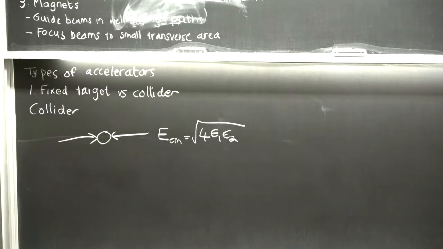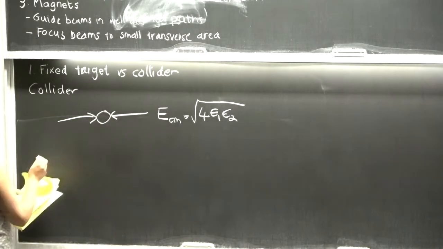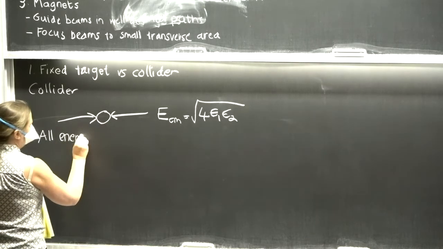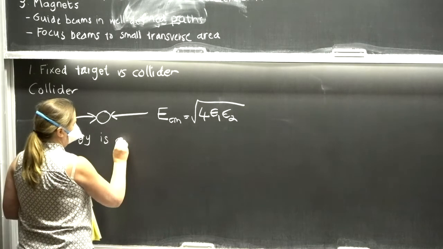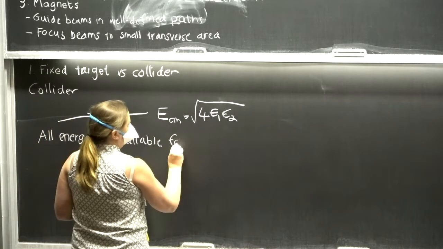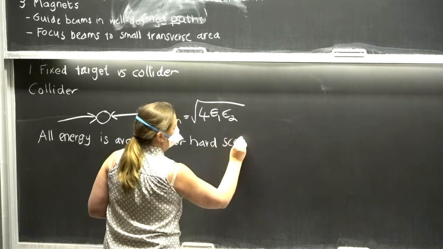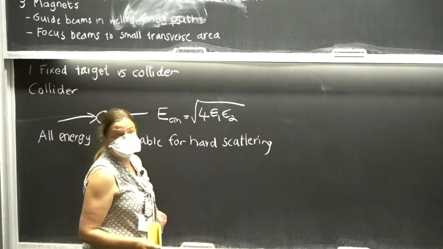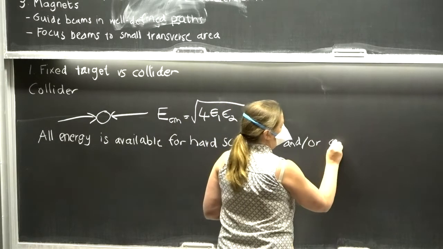So it's a choice. Now, one of the key advantages here is that in a collider, all the energy is available for hard scattering. And here we use the term scattering when our particles don't get destroyed, and or creation of new particles.